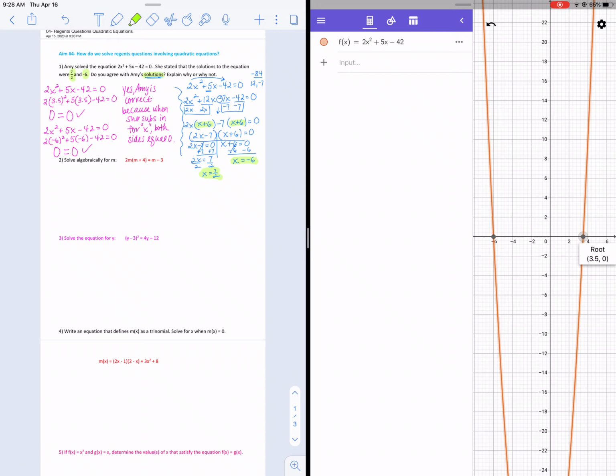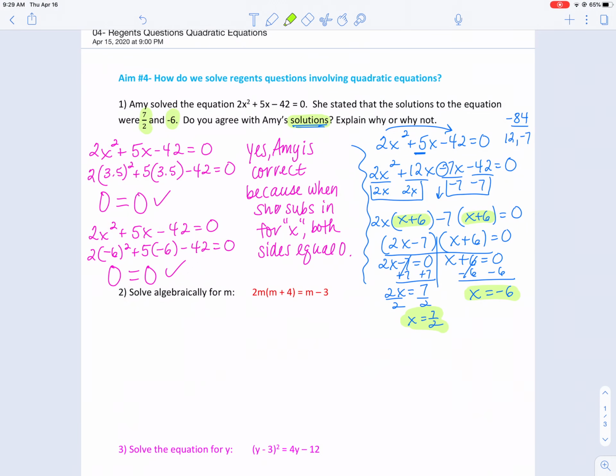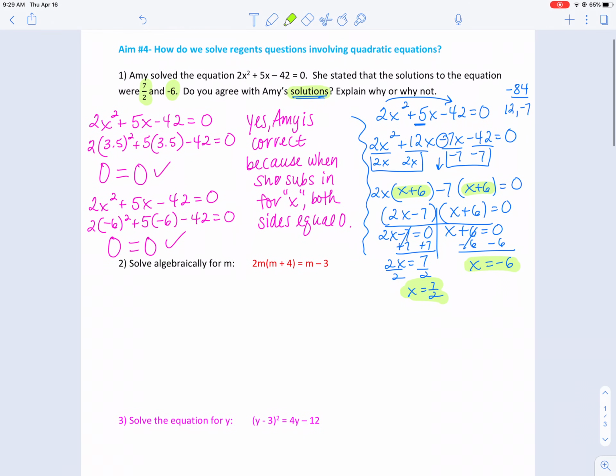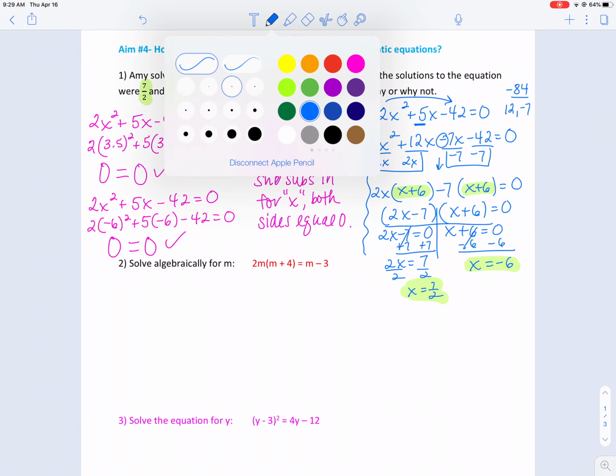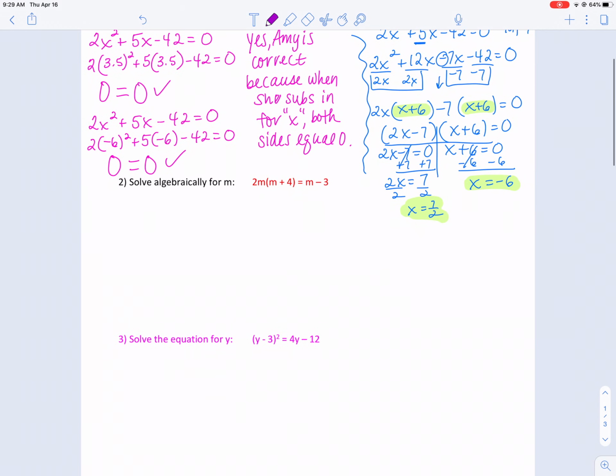Done. You could say, I put the equation in my calculator and I look to see where the graph crosses the x-axis, and I would say the graph crossed the x-axis at 3.5 and negative 6. Done. You just proved that those are your solutions. So a lot of ways to do it. Okay, I'm going to go to the next one.